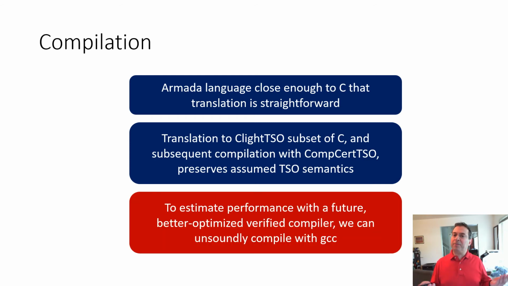We could also compile with GCC, but we should only do so to get a sense of what performance could be with a better compiler. We don't expect soundness when compiling with GCC because GCC does not understand or provide TSO semantics and might perform transformations and optimizations that are not consistent with the assumptions that we're making.